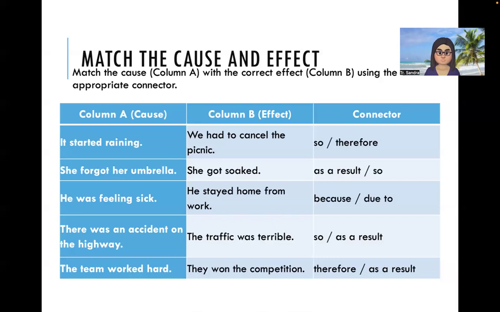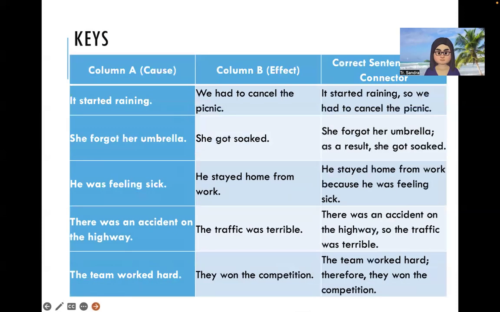So what about another one here? The team worked hard. As a result, or therefore, like this, okay, they won the competition. You can also write as a result, but here therefore is more suitable. The team worked hard. Therefore, they won the competition. Actually, they are quite similar, not too much difference.